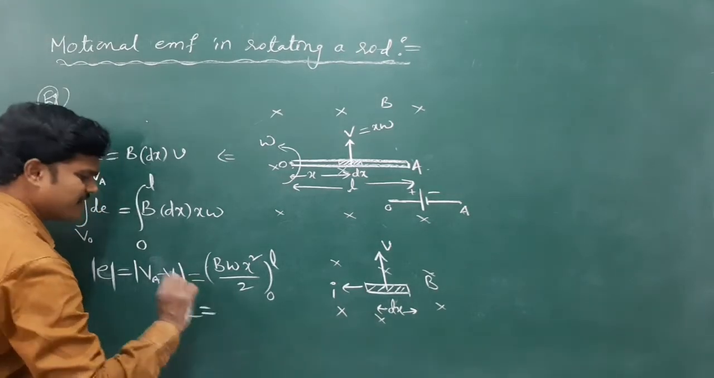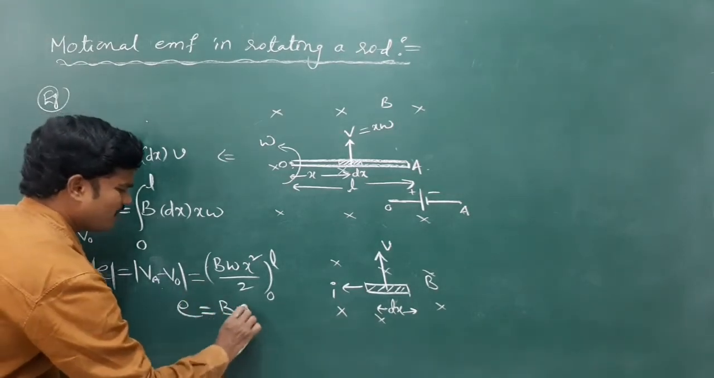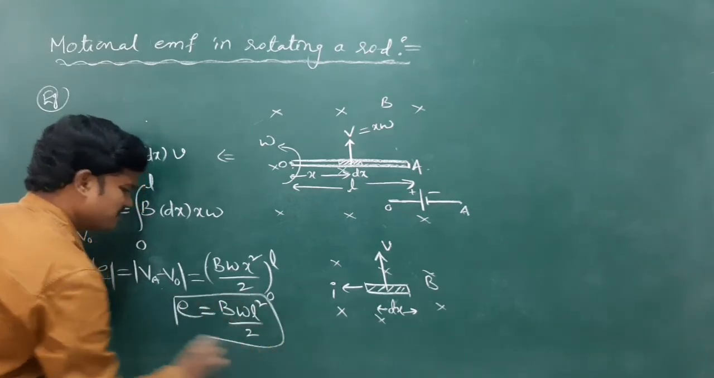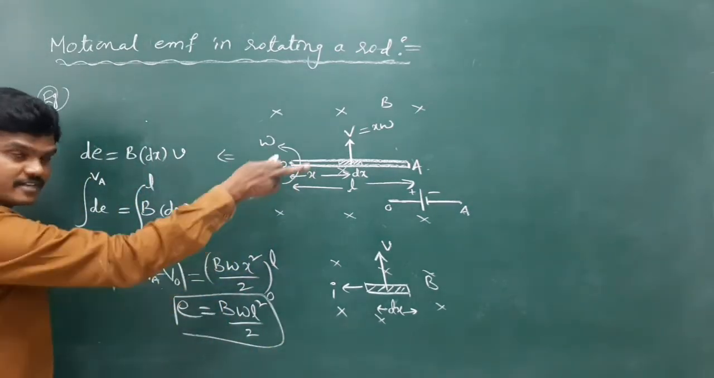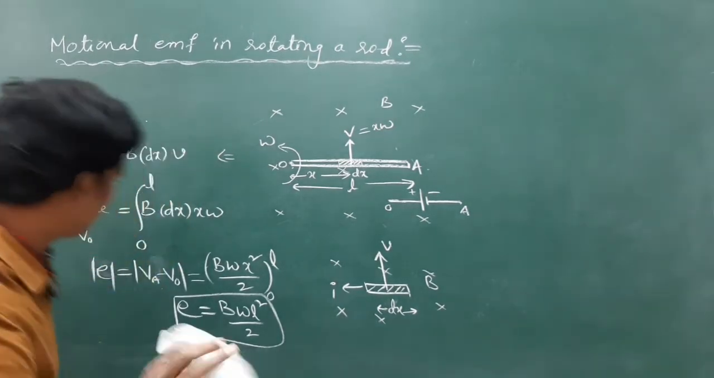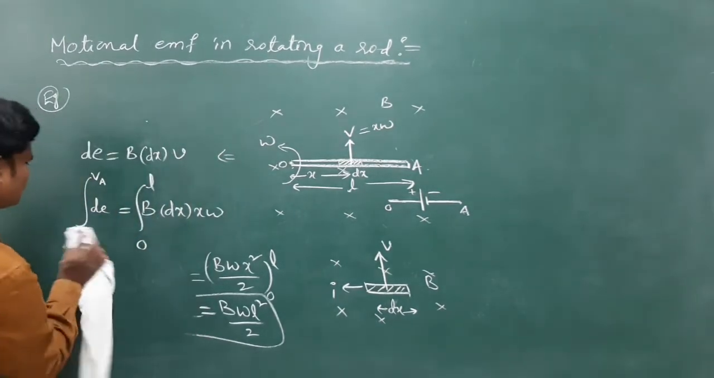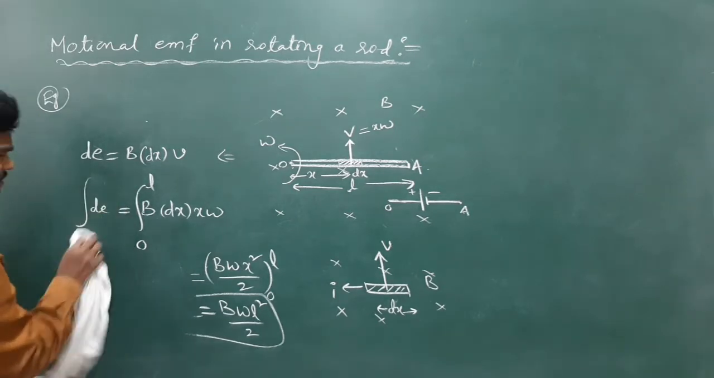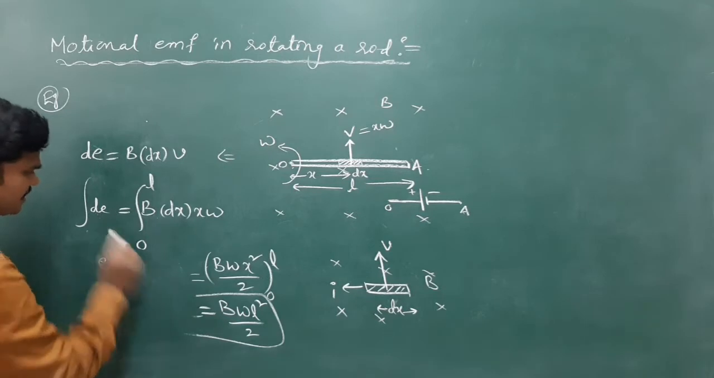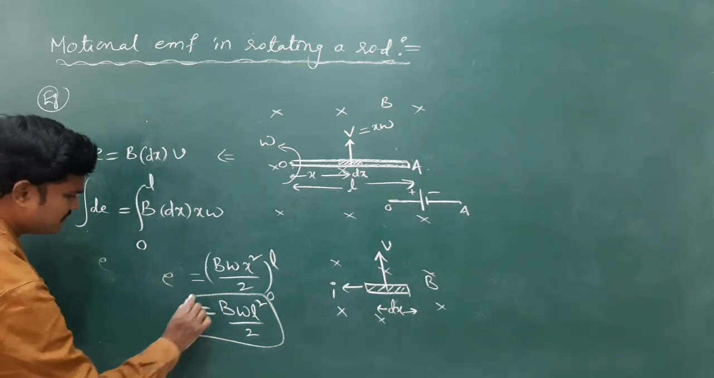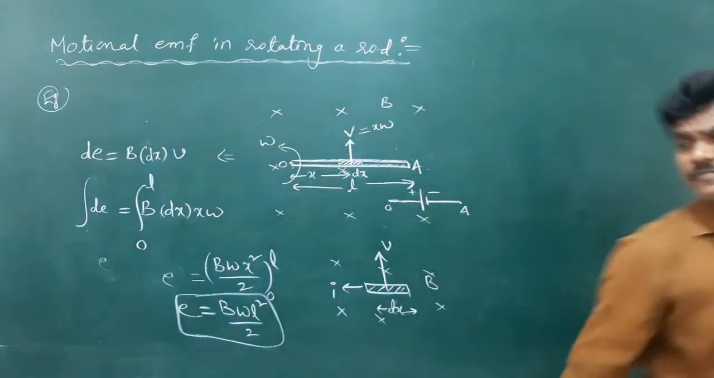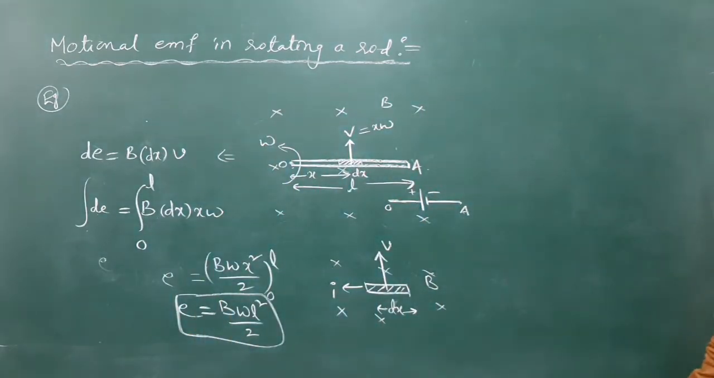Let me write the EMF directly: B omega L square by 2. We will see the negative and positive sign, the exact sign, in the continuation. Right now, let me write directly. Next I will use limits properly. So this is EMF, integration of dE is E. This is the better way, I think. No need to confuse anything. So I got EMF as B omega L square by 2.